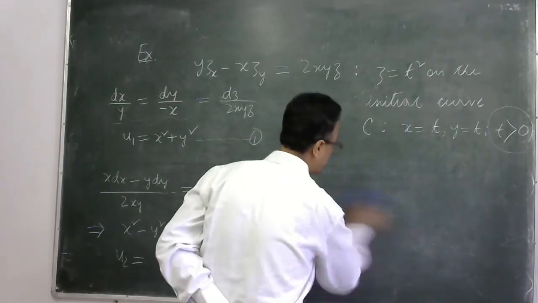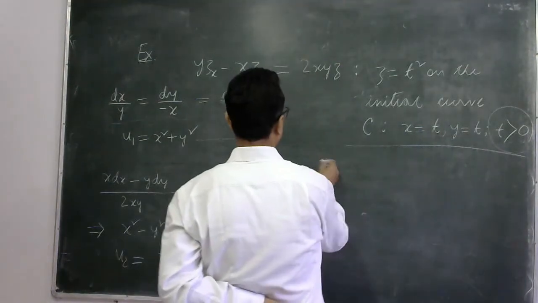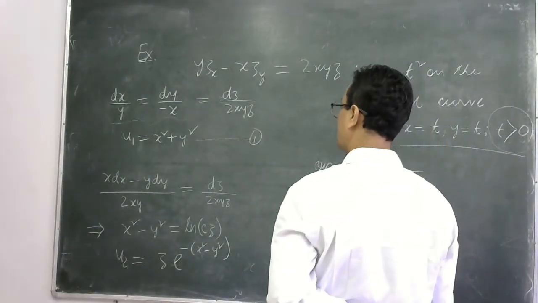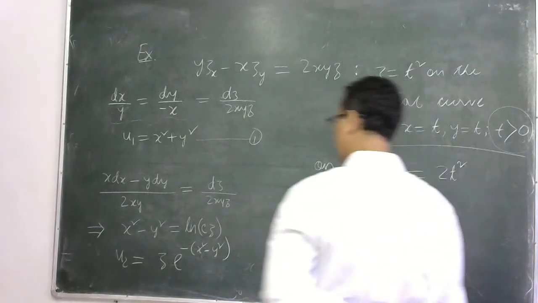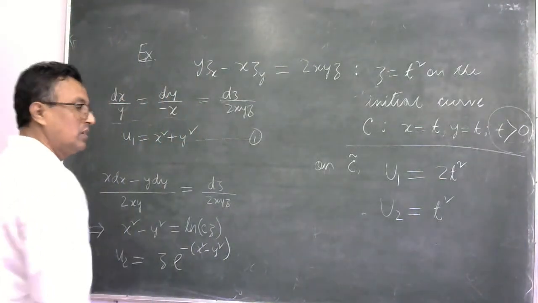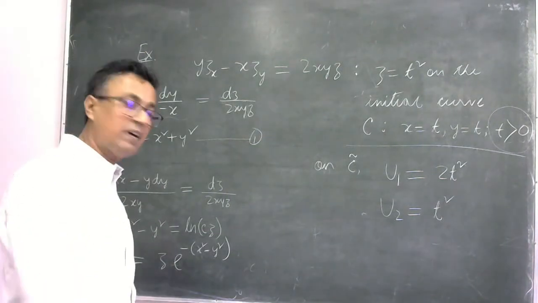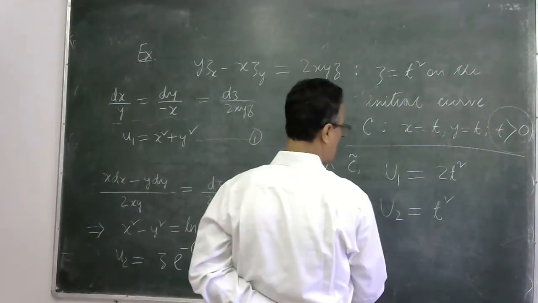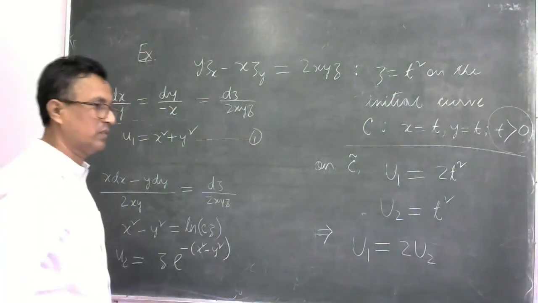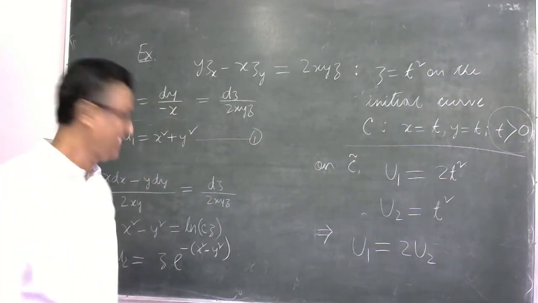Fine. So then let us find capital U1 and capital U2. So on the curve C tilde, U1 is equal to 2t squared, right? And U2 is simply t squared, because x squared minus y squared is 0 on the curve C tilde, so it equals 0, and simply it is c. So c is t squared. So this implies u1 equal to 2u2, right? Is it okay?